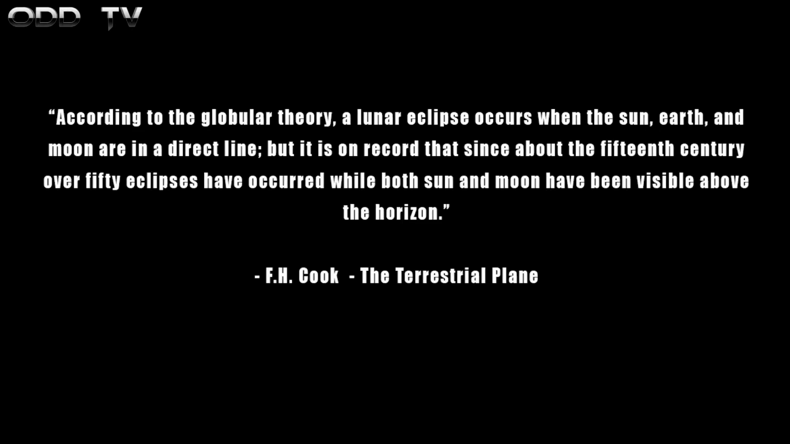Now, how is the Earth causing the shadow on the moon if the sun is still up above the horizon with the moon? In an old book by F.H. Cook called The Terrestrial Plane, it says this: according to the globular theory, a lunar eclipse occurs when the sun, earth, and moon are in a direct line. But it is on record that since about the 15th century, over 50 eclipses have occurred while both sun and moon have been visible above the horizon.